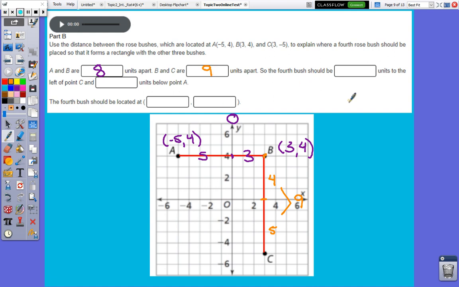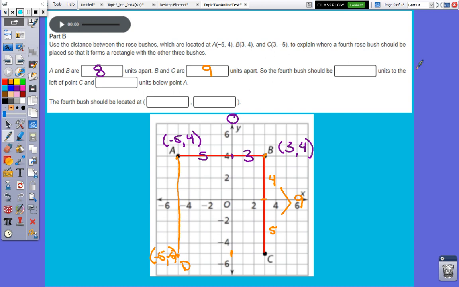So the fourth bush should be blank units to the left of C. I have to go in this direction. This part, which we will call CD, must be congruent to AB. So if AB is 8, CD also has to be 8. If I go over to the y-axis, that's going to be 3. What plus 3 gives me 8? 5 more. So I go to -5. And that'll give me the ordered pair of -5, -5. That is my point D. Now I would have to extend that all the way up to connect to point A.